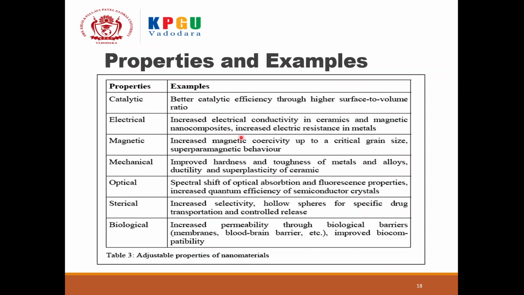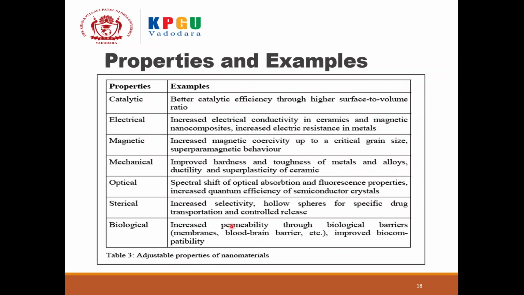Electrical properties: increased electrical conductivity in ceramics and magnetic nanocomposite, increased electric resistance in metals. Magnetic properties: increased magnetic coercivity up to a critical grain size, superparamagnetic behavior. Mechanical: improved hardness and toughness of metal and alloy, ductility and superplasticity of ceramic. Optical: spectral shift of optical absorption and fluorescence properties, increased quantum efficiency of semiconductor crystal.